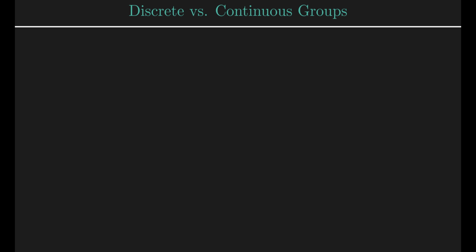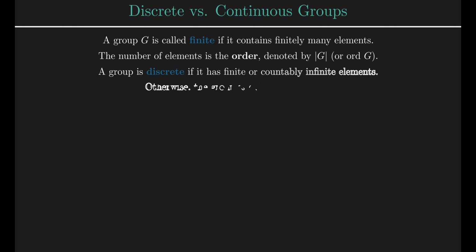Groups are broadly classified by their size and structure. A group is called finite if it contains a finite number of elements. We call this count the order of the group, denoted by vertical bars around G. If a group has a finite or countably infinite number of elements, we classify it as discrete. Otherwise, if the elements form a continuum, it is called a continuous group.